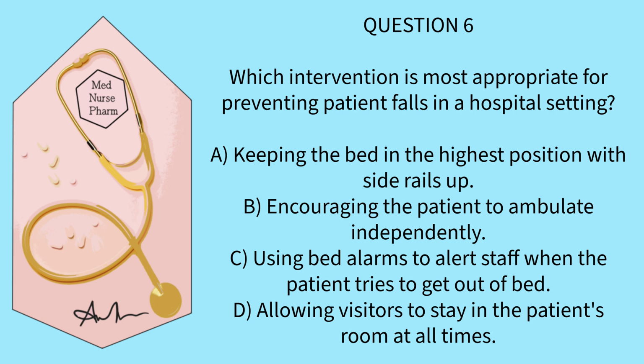Which intervention is most appropriate for preventing patient falls in a hospital setting? Keeping the bed in the highest position with the side rails up, encouraging the patient to ambulate independently, using bed alarms to alert staff when the patient tries to get out of bed, allowing visitors to stay in the patient room at all times. Pause the video and select your answer.